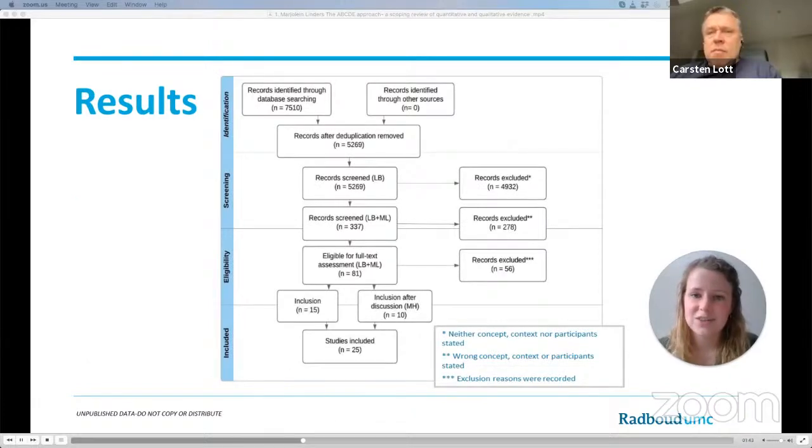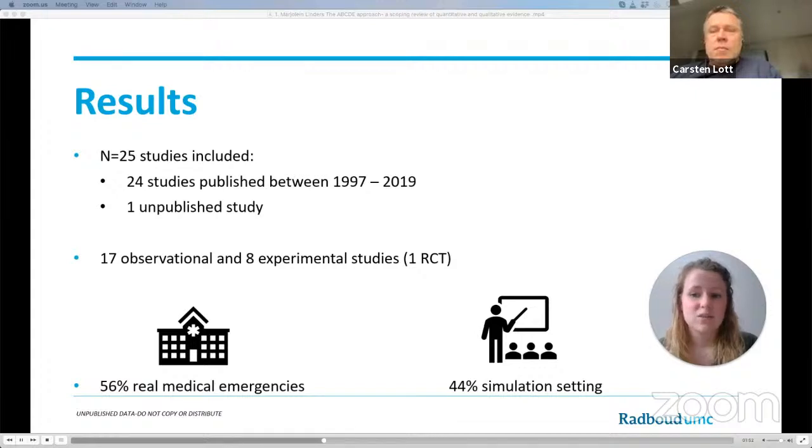As you can see in the results, 25 out of 5,269 studies met the inclusion criteria. Two thirds of the included studies had an observational study design, and 8 studies had an experimental study design, of which 1 was a randomized controlled trial. 56% of the included studies took place in real medical emergencies and 44% in simulation setting.